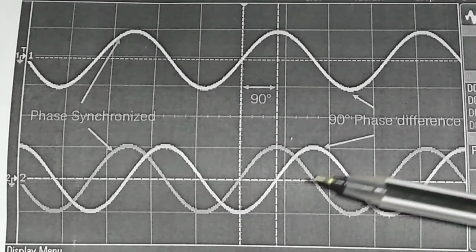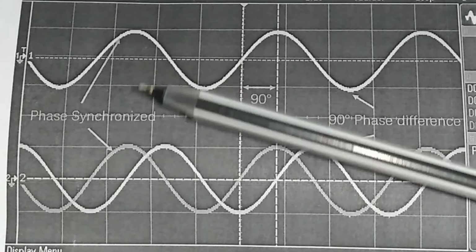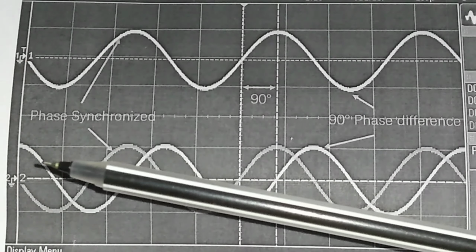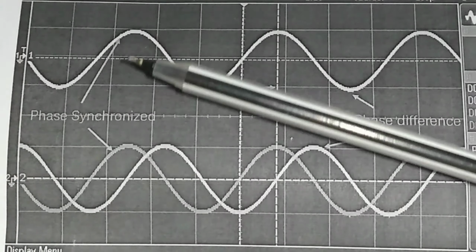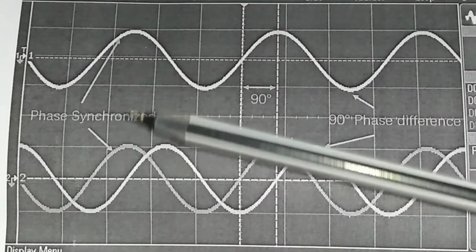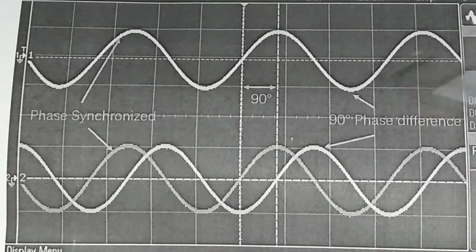This is the synchronized wave, and you do it by means of the trigger circuit. If you use the trigger circuit, then you can synchronize this wave with this wave. That means you have to synchronize this wave in phase with this wave. You see here, the 2 waves have the same phase. You can see it.